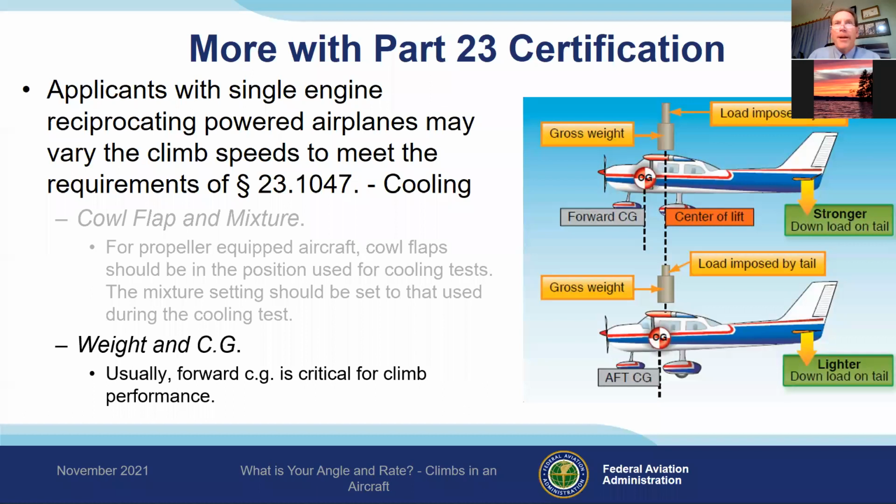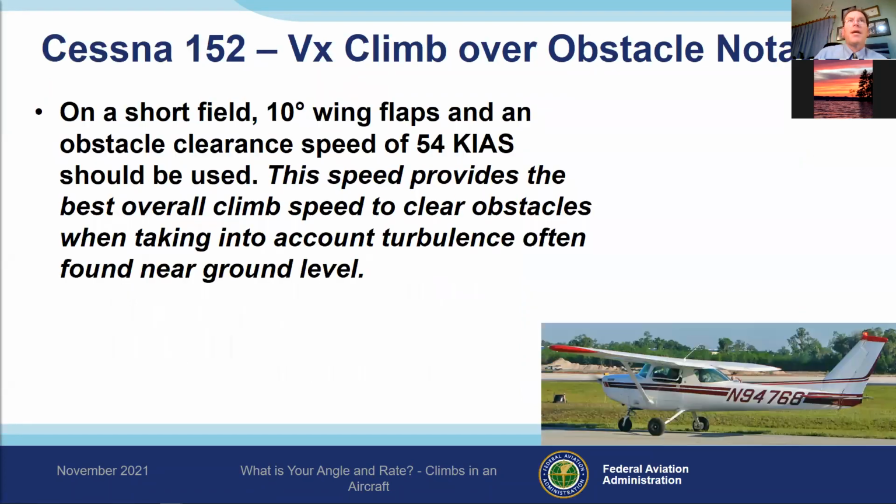Now, I go through all this, and a popular trainer is out there that, believe it or not, the manufacturer comes right out and basically tells us right in the beginning, which we'll take a look at a little bit later on. But the Cessna 152, if you take a look in the manual, this is in section 4 of the POH for the Cessna 152s. The manufacturer comes straight out and says, on a short field, 10 degrees of flaps and an obstacle clearance speed of 54 knots indicated should be used. This speed provides the best overall climb speed to clear obstacles when accounting for turbulence often found near the ground.